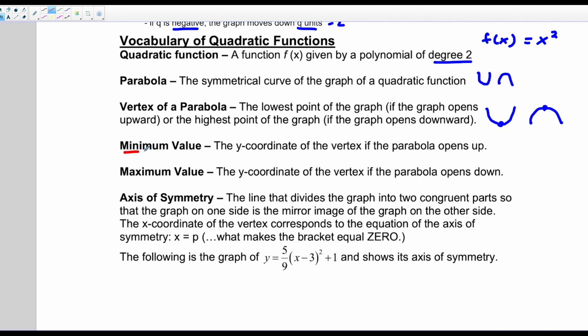So your minimum value is going to be your Y coordinate of your vertex. So if we're taking a look at this guy right here, whatever your P, Q is, your minimum is going to be that Q value. On the other hand, the maximum value is going to be your Y coordinate of the vertex if the parabola opens downwards. So this guy right here will have P, Q. That's going to be your maximum value there.